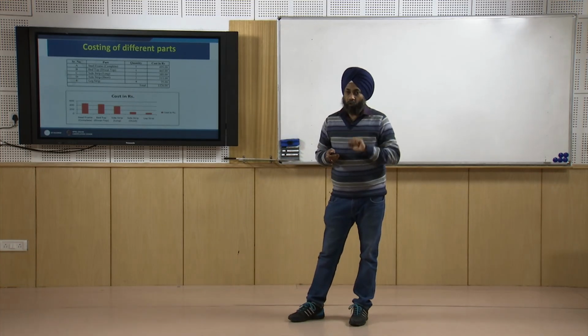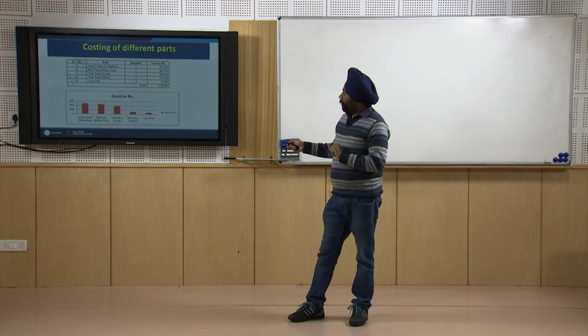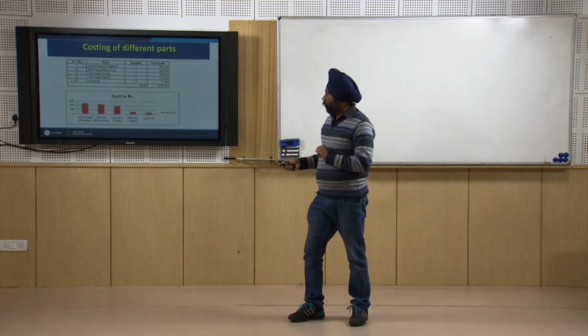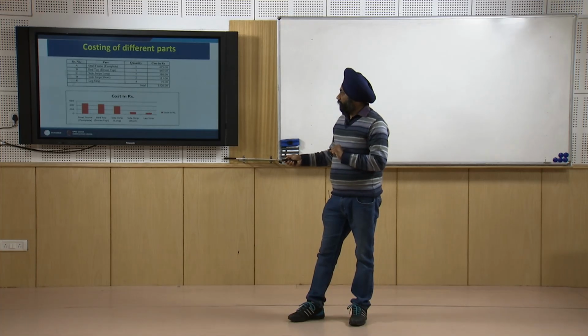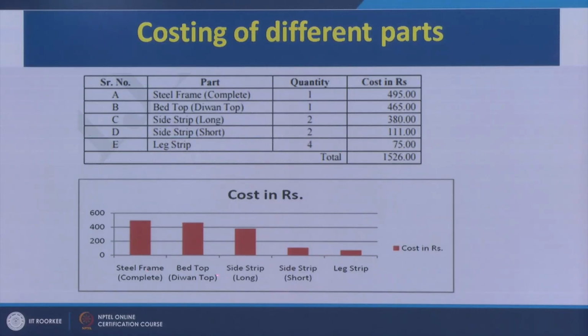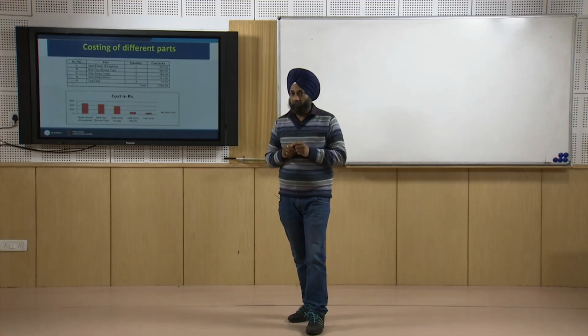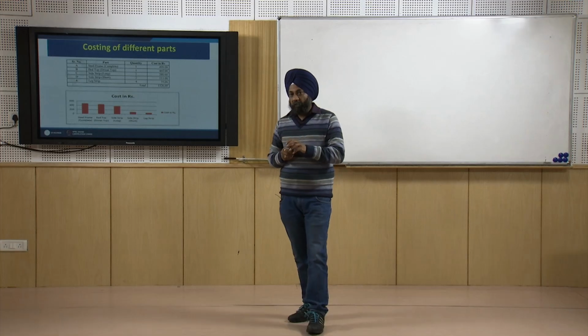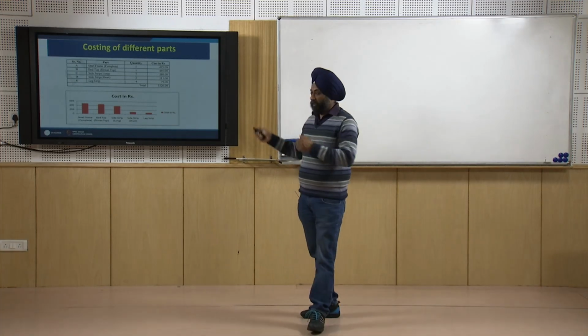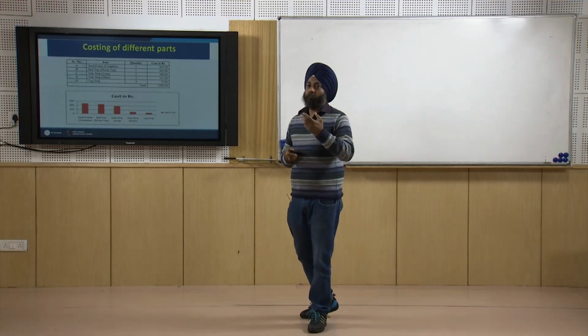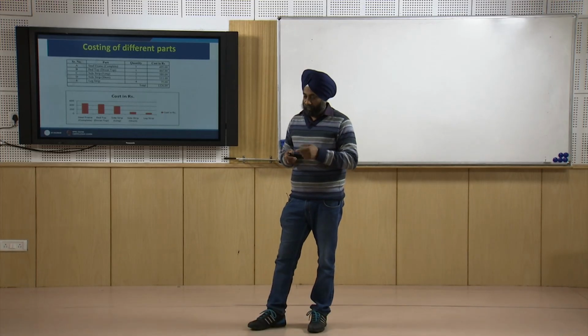So this particular design of Divan is costing us 1526 rupees, and this is just the representation of the same data on a scale in which steel frame is the maximum cost, bed top slightly less, and the leg strip is the least costly part that goes into the manufacturing of the Divan. Now we have to see how we can use the concepts of value engineering to save cost for the company or for the organization which is making the Divans.